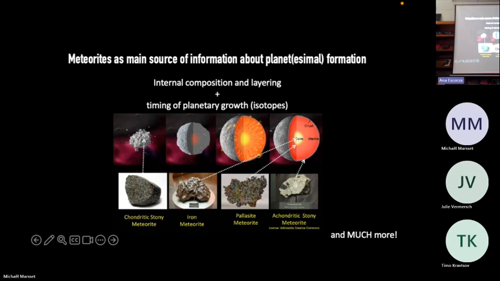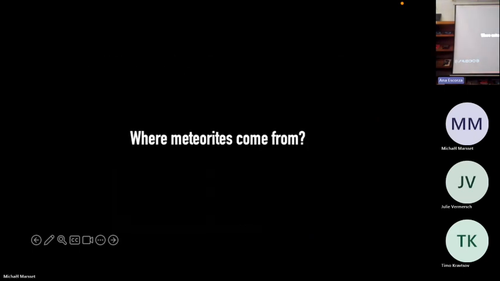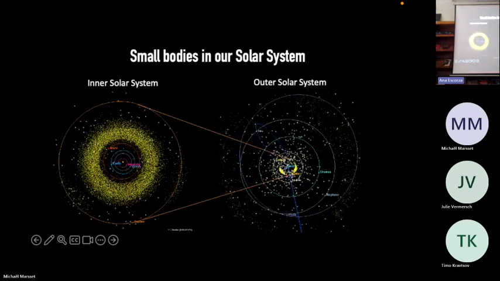So now I'll give you the astronomical perspective about studying small bodies. I'll start with where meteorites come from in our solar system. And as you probably know, they mainly come from small bodies, asteroids and comets. We have a very tiny fraction of meteorites coming from the Moon and Mars, but most of them, 99.9%, come from small bodies. And we have different reservoirs of small bodies in our solar system.